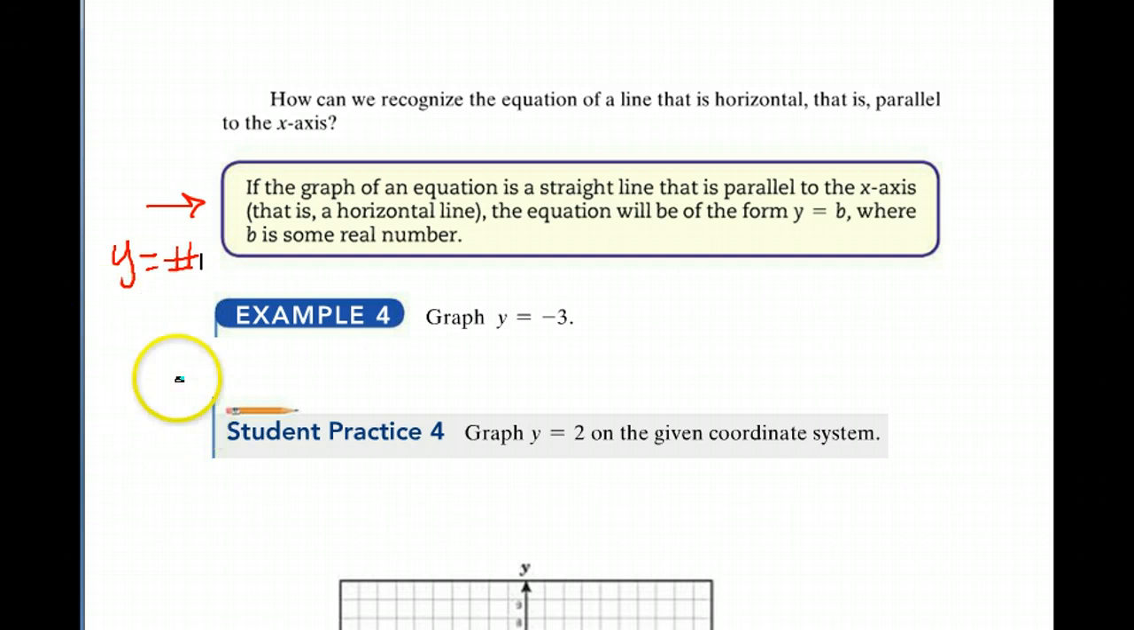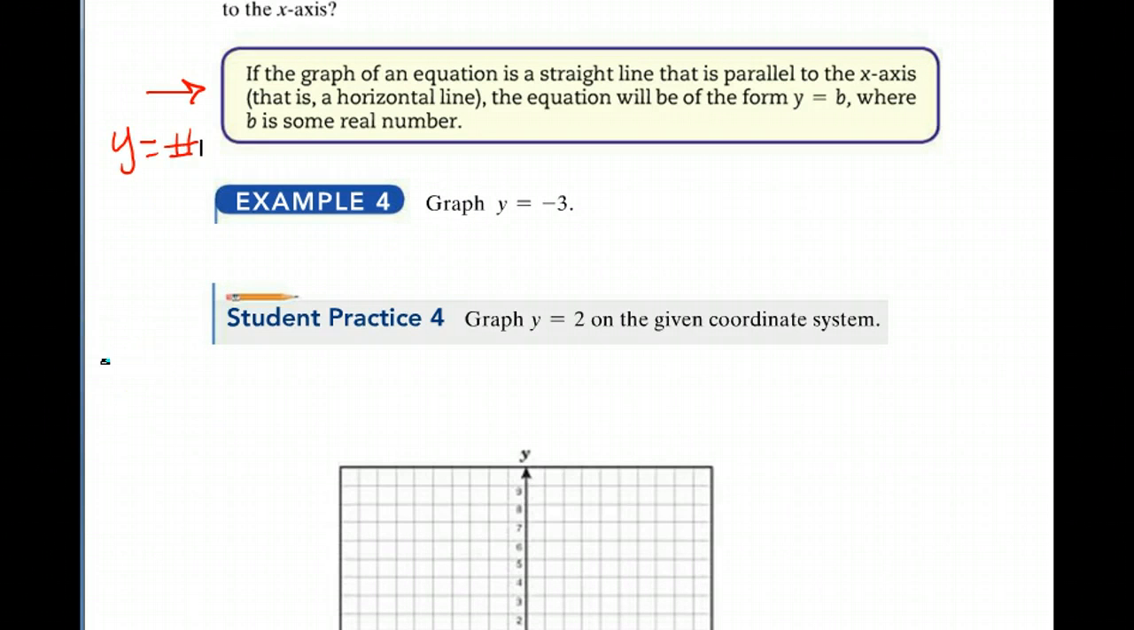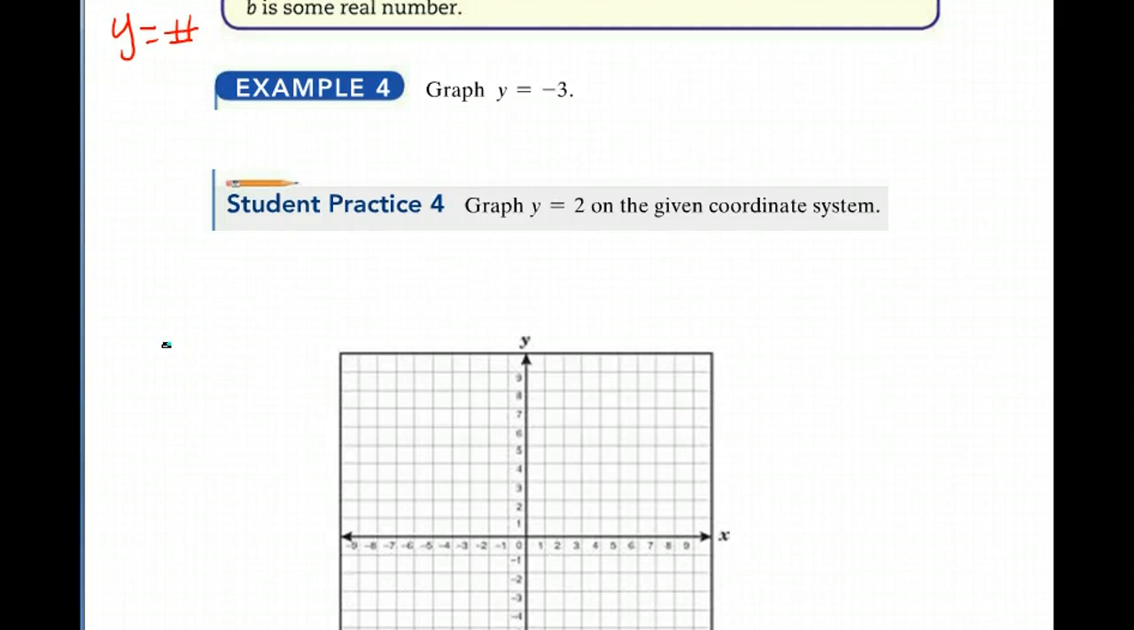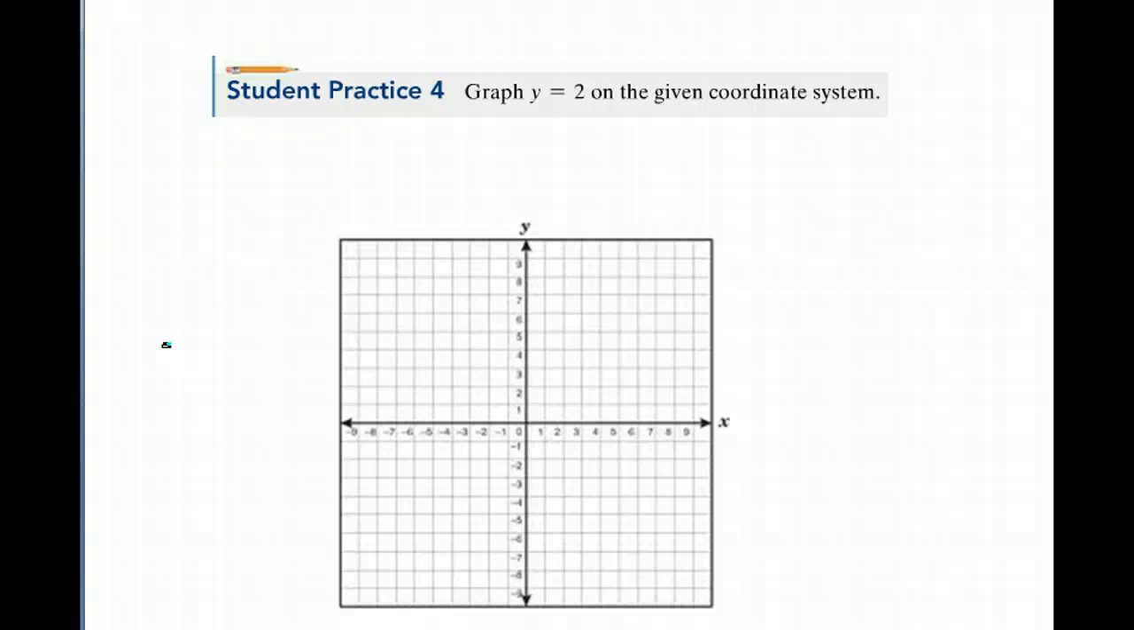Now we have two examples that we're going to graph here. The first one I will do, the second one I want you to practice. So we're going to graph y equals negative 3 together. The way that I approach these, rather than memorizing that y equals is a horizontal line, I say to myself, okay, y equals means it's going to cut through the y-axis. So if it's cutting through the y-axis at negative 3, I'm going to draw a little line through there.